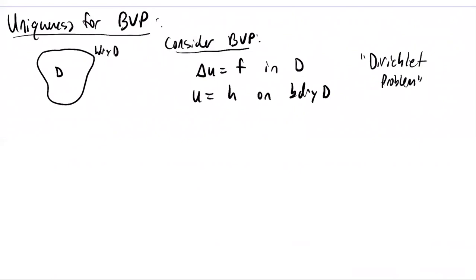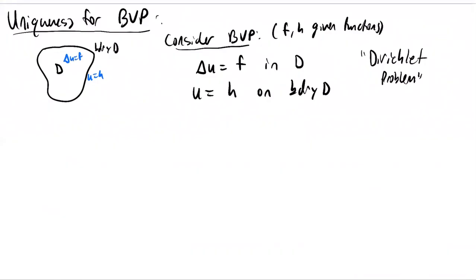So f could be 0 or f could just be an arbitrary function that's given to you, as long as f doesn't depend on u. And similarly for h. So f and h are given functions. h is a function on the boundary, and f is just a function in the domain D. And the domain D also satisfies all the hypotheses from the theorem above. It's connected and so on.